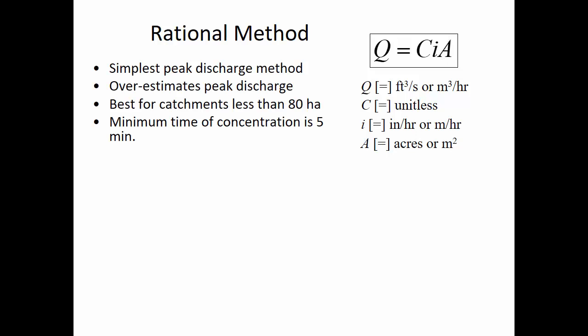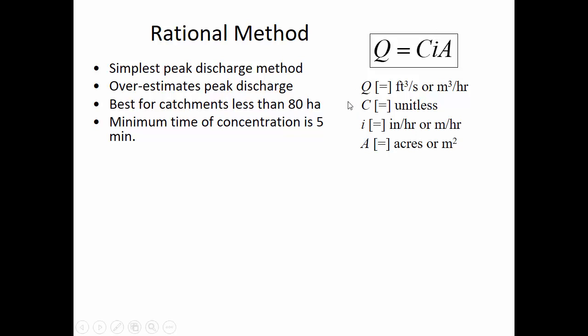Now, this rational method is generally going to overestimate how much runoff you actually see from an urban area. And this method is most accurate for urban areas because it's in urban areas that we have the best hope of approximating a good C value. In rural areas, it's more difficult to have a consistent C value.